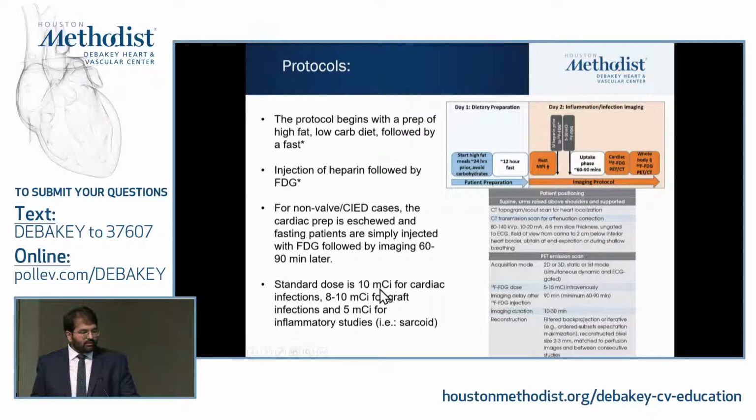The standard dose is about 10 millicurie for infections, 8 to 10 for graft infections, and about 5 for inflammatory studies. The reason we use 10 millicurie for cardiac infections is because we usually have a very wide field that we're scanning. We want adequate counts from uptake because we're also looking for extra cardiac findings. And as you'll see through our case examples, that extra cardiac stuff is one of the biggest advantages of using PET in the evaluation of infection.